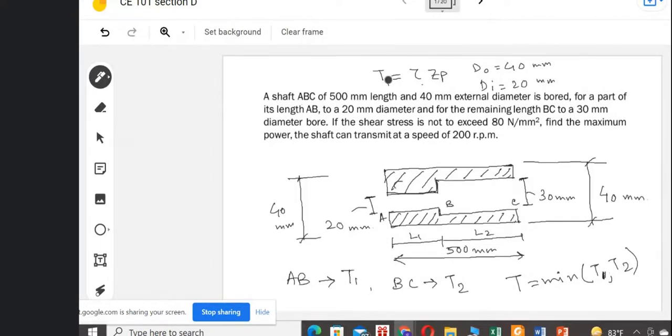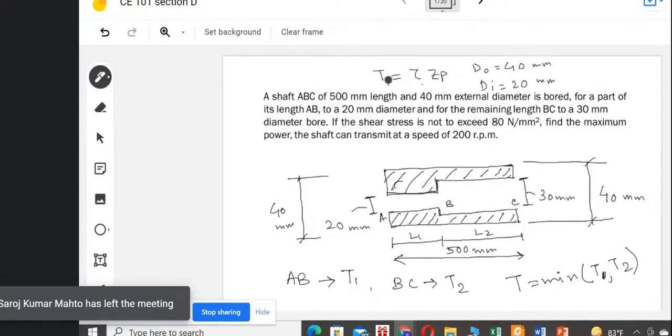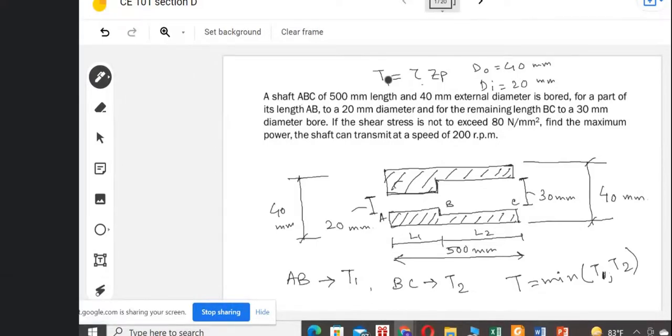Shall I do it? Will that help? 942000. 942000. Okay. Unit?